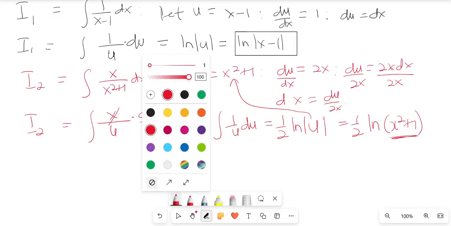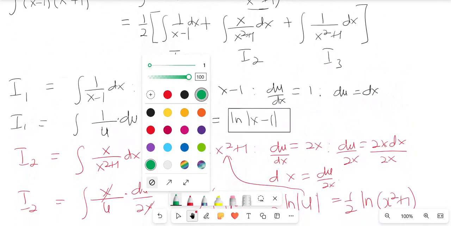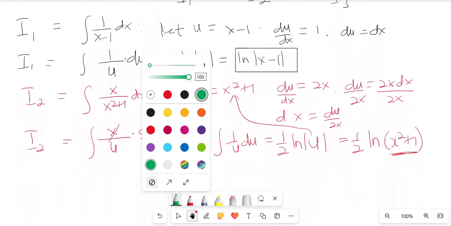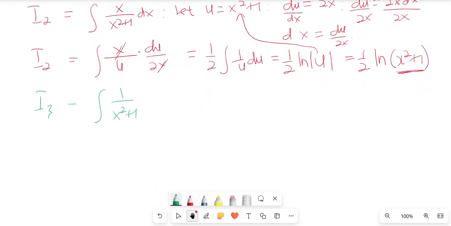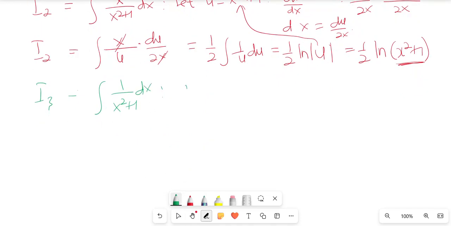Next, I3. Let's do that in green. I3 is equal to the integral of 1 over x squared plus 1. So this is a trig sub. Can let x be equal to tan theta. dx/d theta is equal to secant squared theta, meaning our dx is equal to secant squared theta d theta.